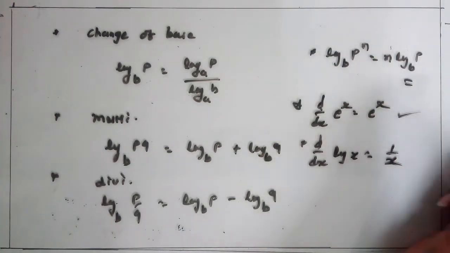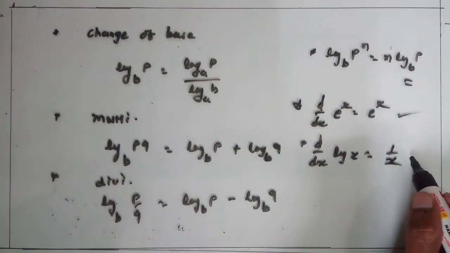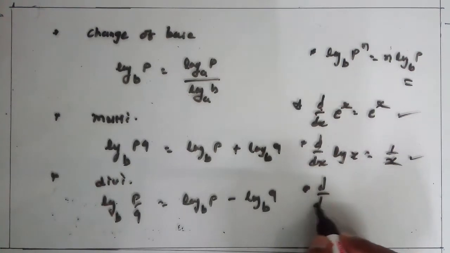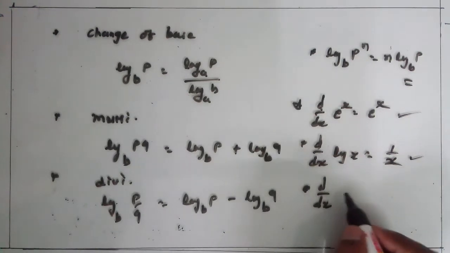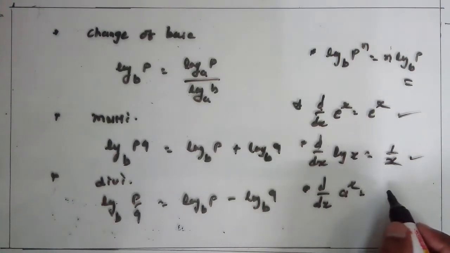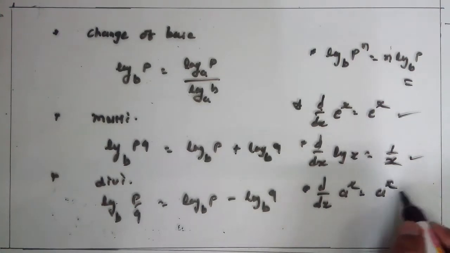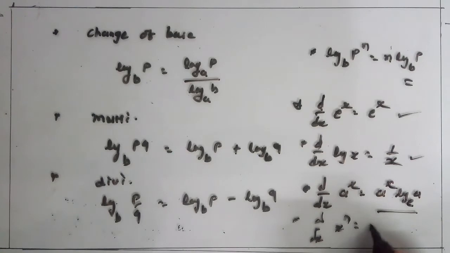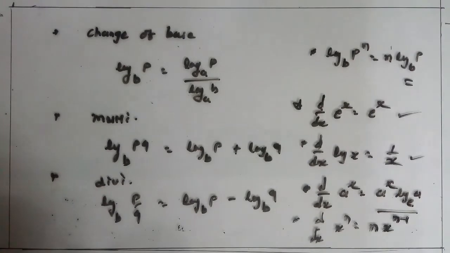So the derivative of e raised to x is e raised to x, the derivative of log x is 1 upon x, and remember this important formula: d/dx of a raised to x is equal to a raised to x into log a base e. Clear? So remember this derivative of a raised to x. We know that the derivative of x raised to n is n into x raised to n minus 1. So all are important formulas.